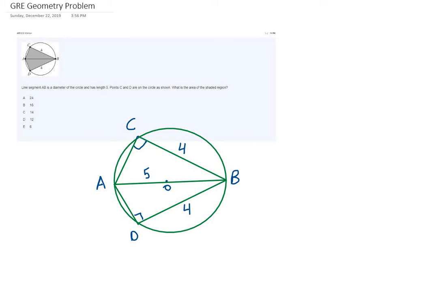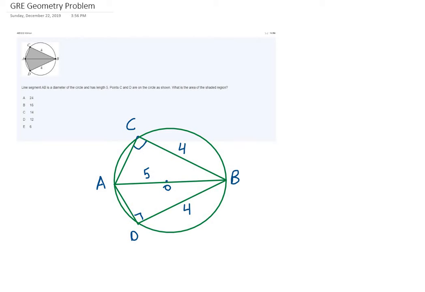Hello friends, let's work on this GRE geometry problem. The diagram is shown to you: a circle with a diameter AB, and points C and D, with connecting lines AC, CB, DB and AD. It's given that the diameter is 5 units and the lengths CB and DB are 4. We are required to find the area of the shaded portion.